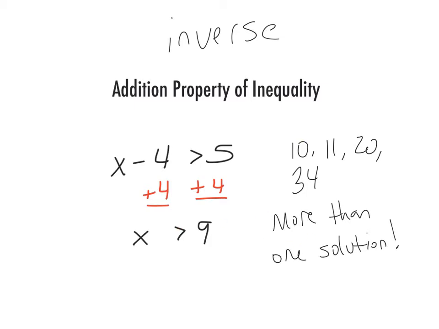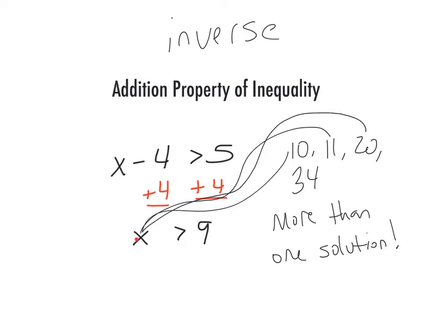So 10, if we plugged it in there, is 10 greater than 9? Yeah, so 10 is a solution. If I plugged 11 in there, is 11 greater than 9? Yes, so it's a solution. If I plug 20 in there, is 20 greater than 9? Yeah, so it's also a solution. So what that x stands for in an inequality is what we call all real numbers. All real numbers that are greater than 9 are solutions.